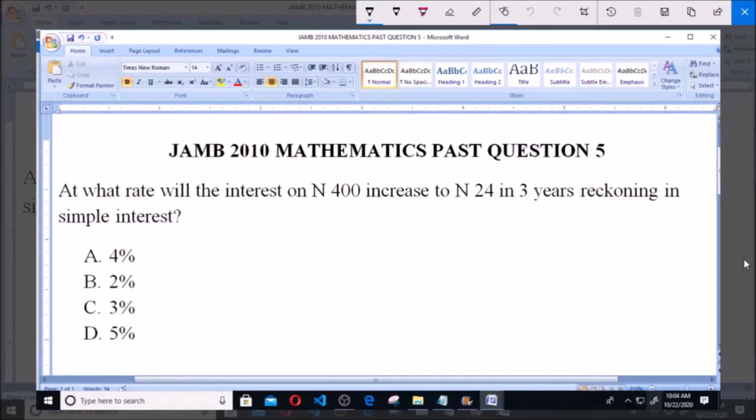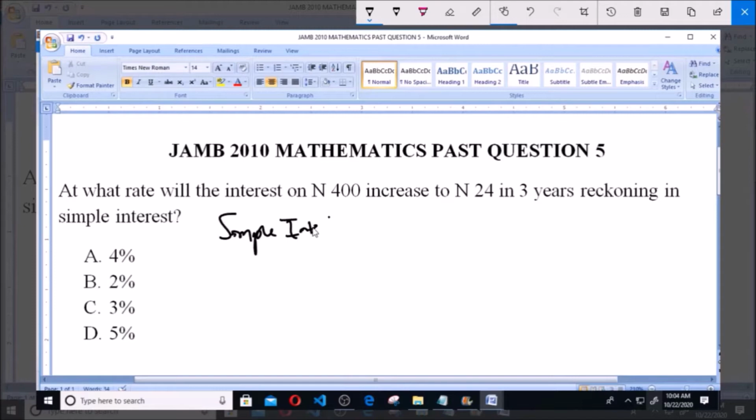I will be answering JAMB 2010 Mathematics Past Question 5. At what rate will the interest on 400 naira increase to 24 naira in 3 years, reckoning in simple interest? A 4%, B 2%, C 3%, and D 5%. Now this question is simply coined from what? Simple interest.